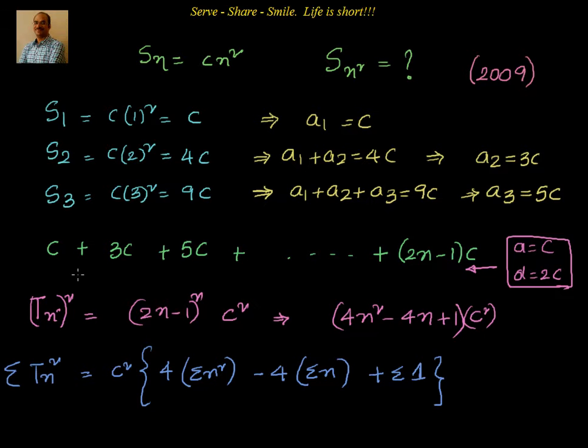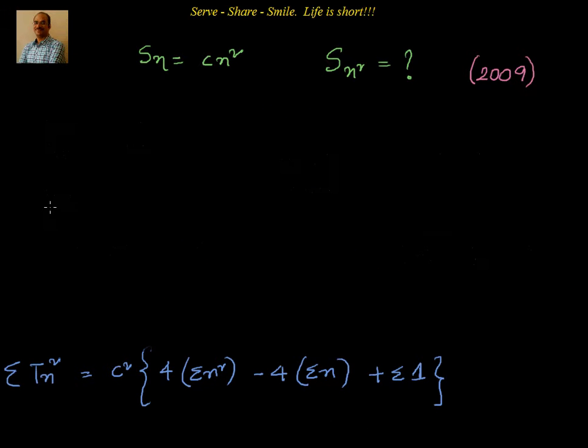We are interested in the sum of squares of these n terms. That means I have to first go to tn, then square it up, then I have to put sigma on top of it, so that I can find out the sum of all the n square terms. So let's go to the next step. Next step will be, we'll take c square out, that is lower c square.